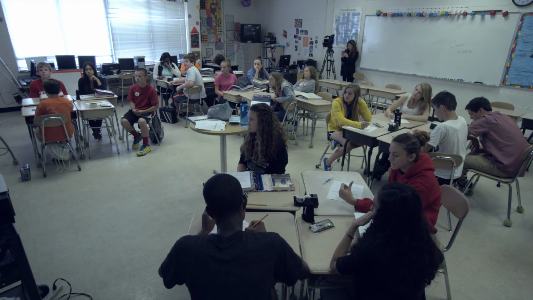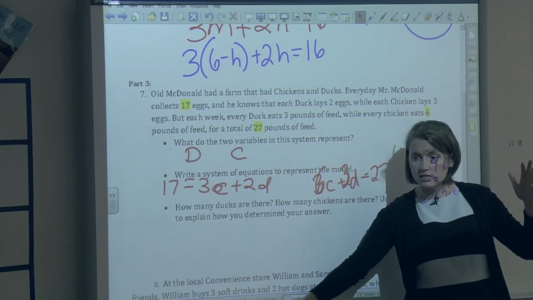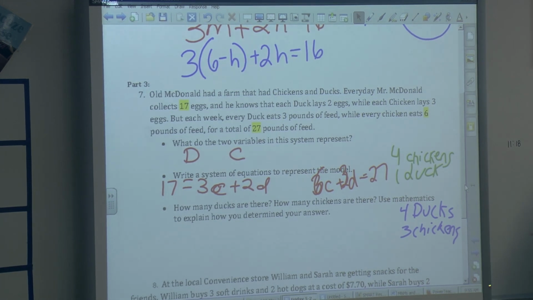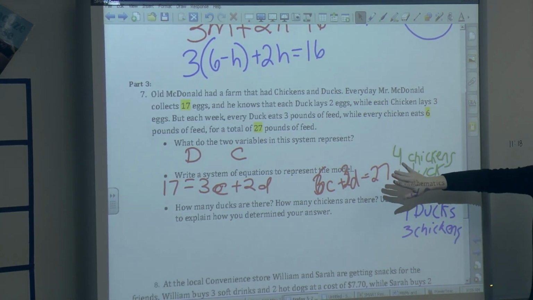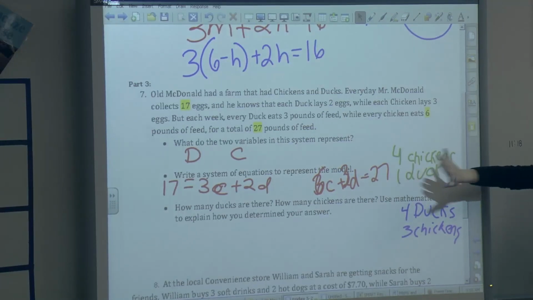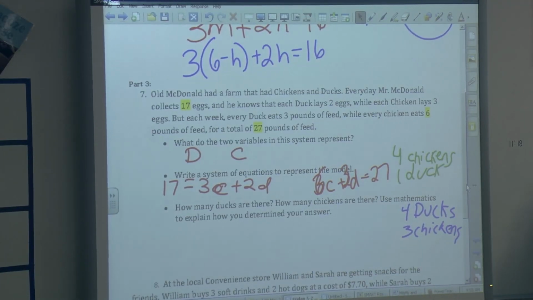Okay, so do we have two simultaneous equations? Do we have two different things going on at the same time? Yes. We're not going to have time to solve here, so we're going to pick back up in our next lesson with that. But is everybody okay with the writing of the equations?